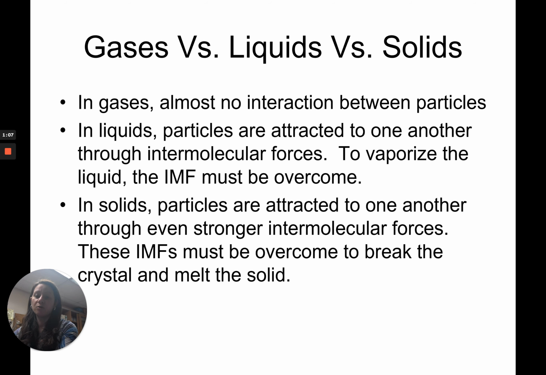In solids, particles are attracted even more, with stronger intermolecular forces, because now the particles are in this nice lattice crystal, and they are stuck in their place because of the strong attractions. And so in order to melt a solid, you need to overcome these attractions to break that crystal to allow the particles to move around each other and become a liquid.